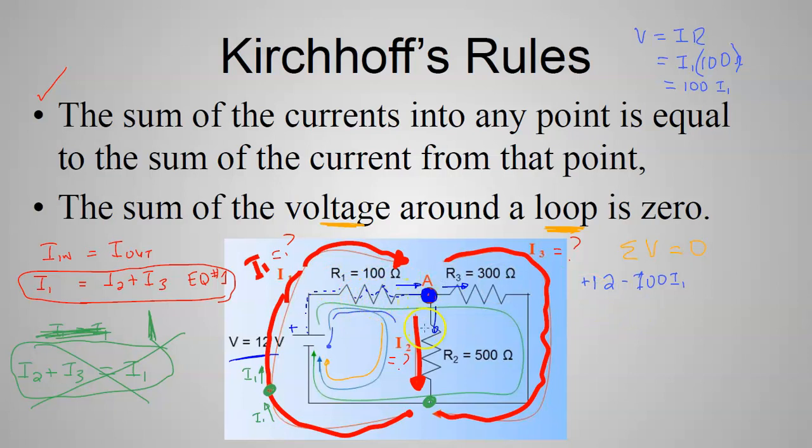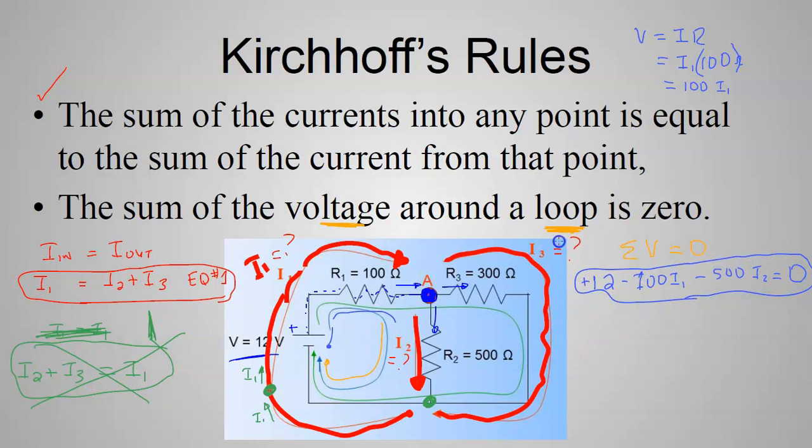We said we were going to turn right here and go down I2, following I2 across that resistor right there. That's another voltage drop. So I'm going to get minus 500 I2 by the same rationale that I did up here. Just multiply the current times the resistance, and that's equal to 0. There's equation number 2. That's some new information I didn't have before.